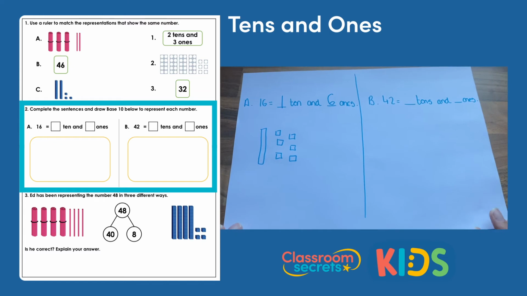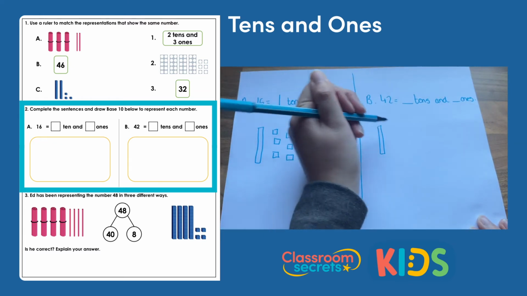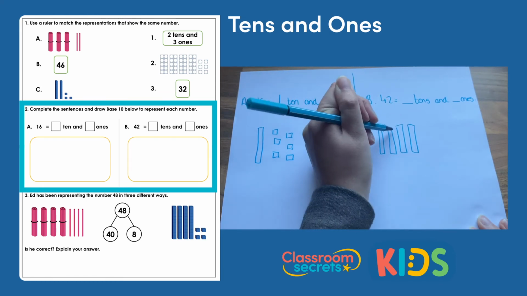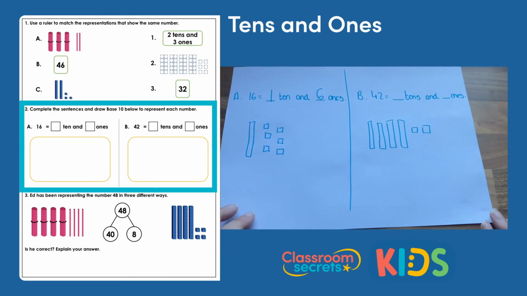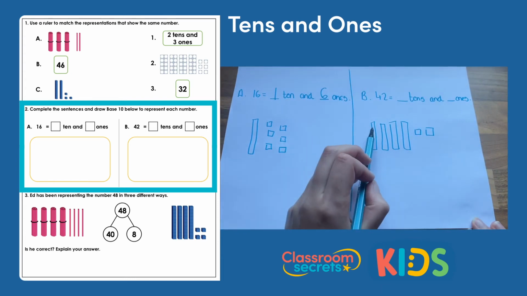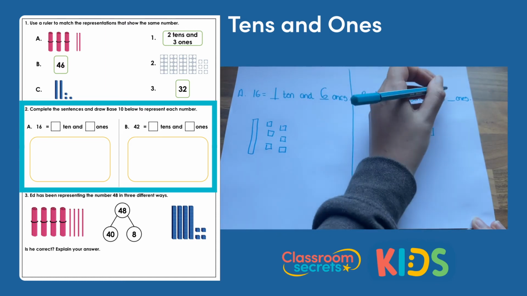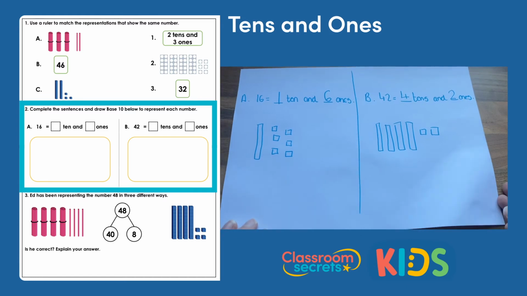And I'm going to do the same thing for B. I've got 42, so I'm going to draw it. 42 is 4 tens, 10, 20, 30, 40, and 2 ones. And again, now I can see it really easily to complete my sentence. I've got 4 tens and 2 ones. And I've completed the sentences and drawn my representation.